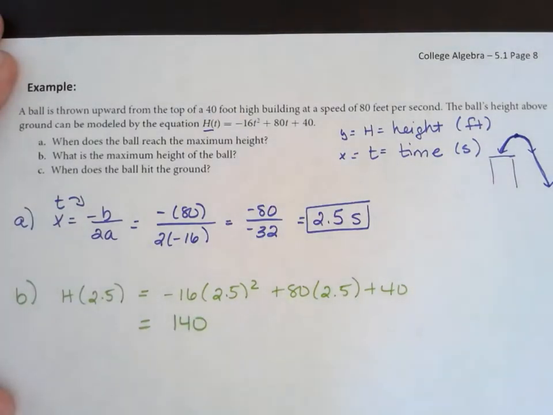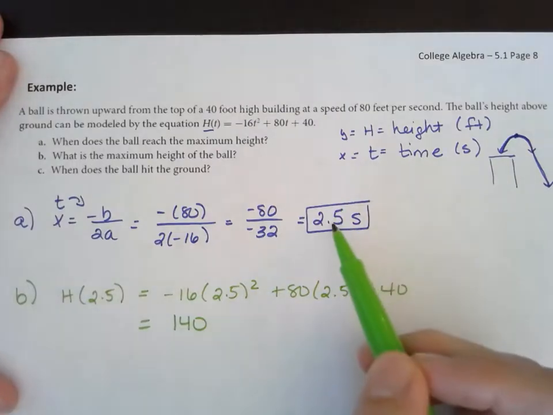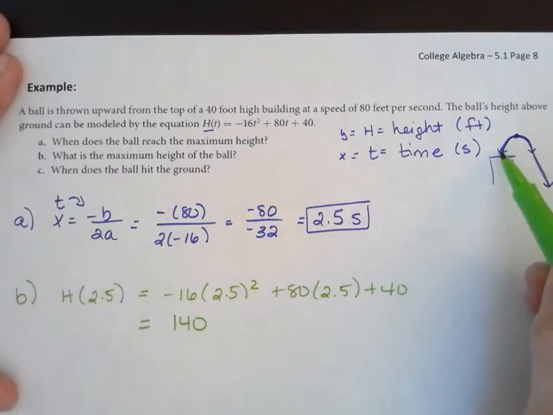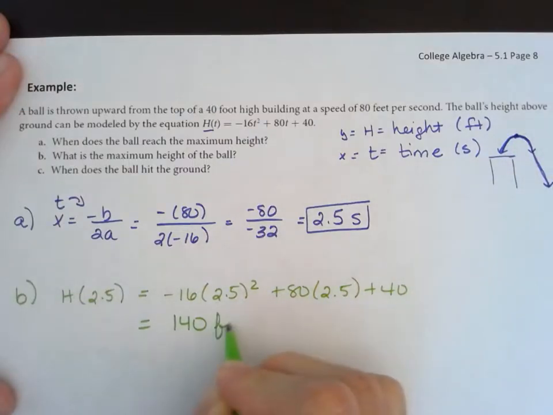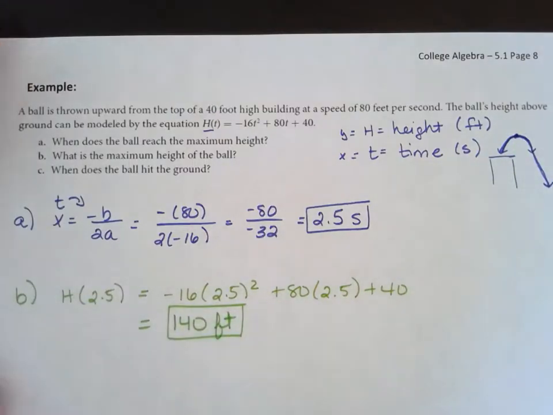So what does that mean? At 2.5 seconds after throwing, the ball reached the maximum height of 140 feet. Then it says, when does the ball hit the ground? I was going to say what time does the ball hit the ground. So it's kind of saying the same thing. When does the ball hit the ground?